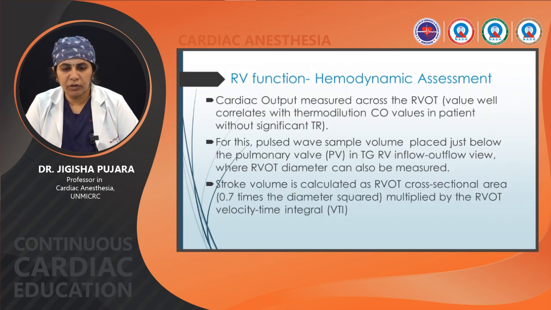RV function hemodynamic assessment. Cardiac output measured across the RVOT correlates well with the thermodilution cardiac output values in patients without significant TR. For this, the pulse wave sample volume is placed just before the pulmonary valve in the transgastric RV inflow-outflow view, where RVOT diameter can also be measured. Stroke volume is calculated as RVOT cross-sectional area, which is 0.7 times the diameter squared, multiplied by the RVOT velocity time integral, VTI.